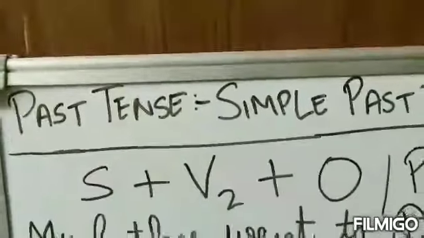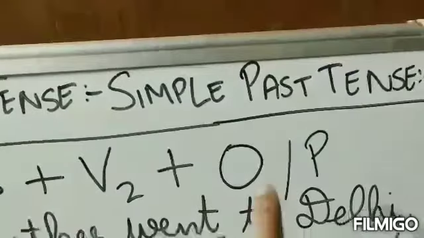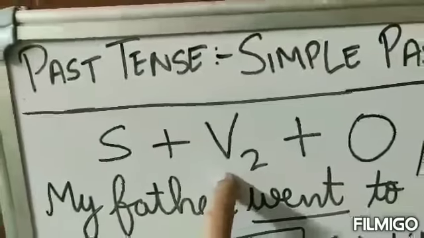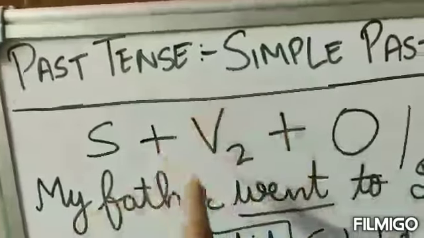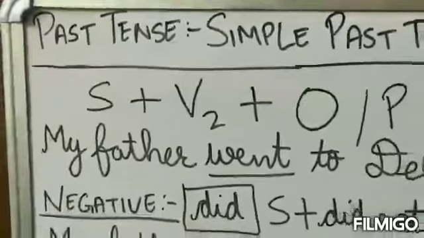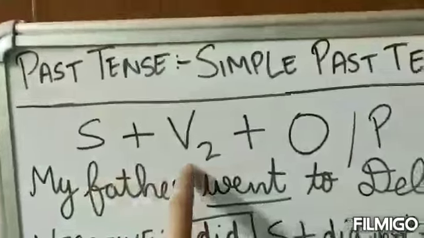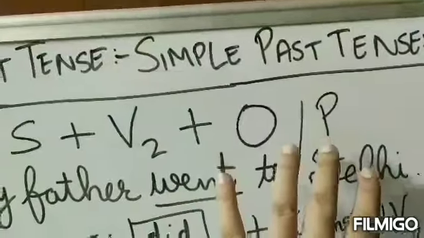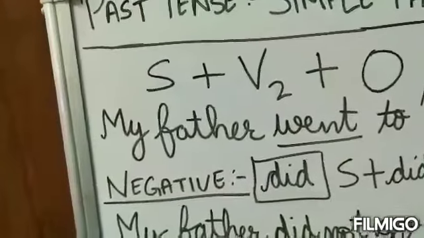Past tense. The second form of tense is the past tenses. So the first form of past tenses is simple past tense. Always remember that in simple past tense the verb that is used is in the second form of the verb. Okay, so what would be the structure of the sentences? The structure of the sentences would be subject plus second form of verb plus object or phrase, whatever comes in the sentence. Okay.